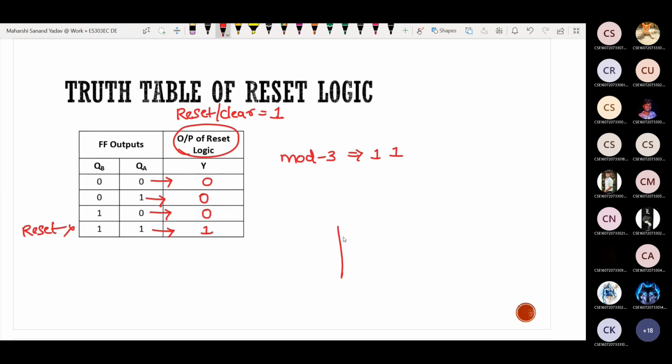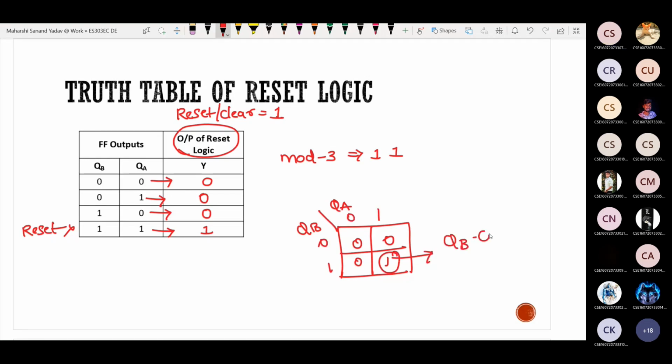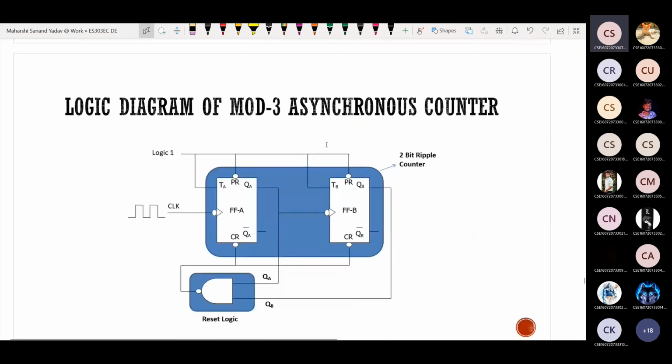Now the K-map. Inputs are QB, QA: 0 0, 0 1. What is the output? QB, QA. Now by observing this, you need to draw the logic diagram. This is by using T flip-flop. Can you explain what I did here? This is asynchronous. Asynchronous means clock will be applied only for the first flip-flop. Here I'm going for negative edge trigger. And do you want up counting or down counting?